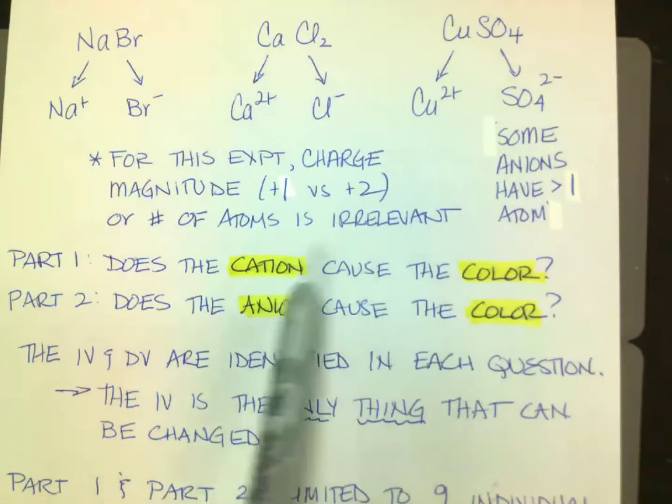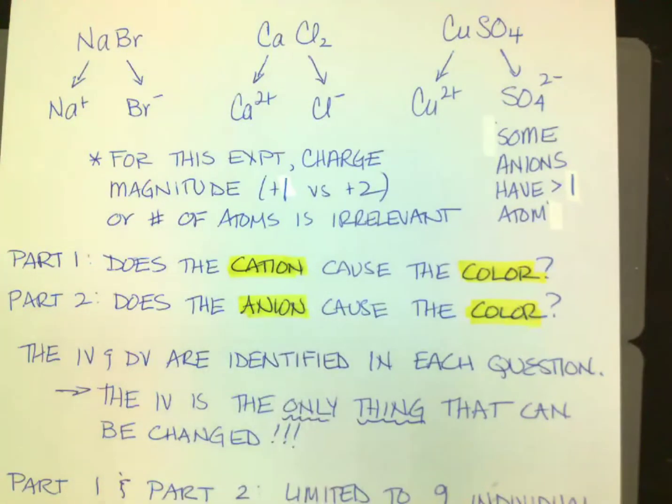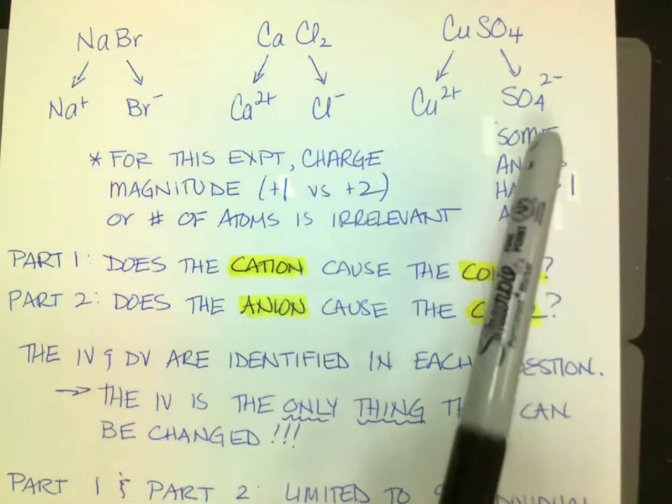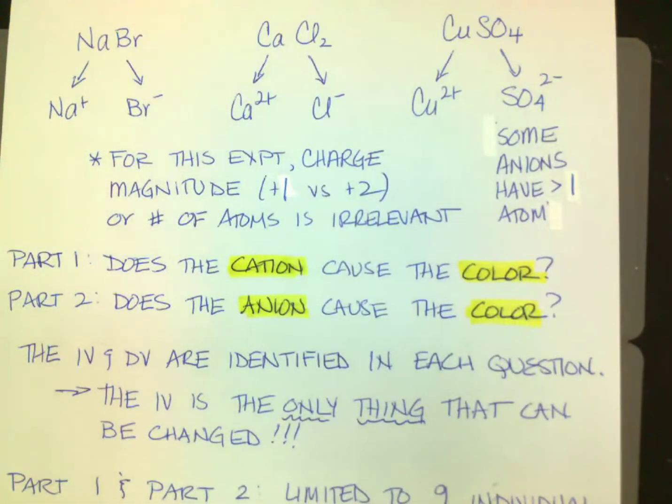Now I have highlighted in here, there's two parts we're going to do this. The first, you need to answer the question, does the cation cause the color? Does the sodium, the calcium, the copper cause the color that we see in the flame? The second part, does the anion, does the Br-, the Cl-, or the SO4 2- cause the color? Within these questions, and I have it highlighted for a reason, the independent variable and the dependent variable are identified.